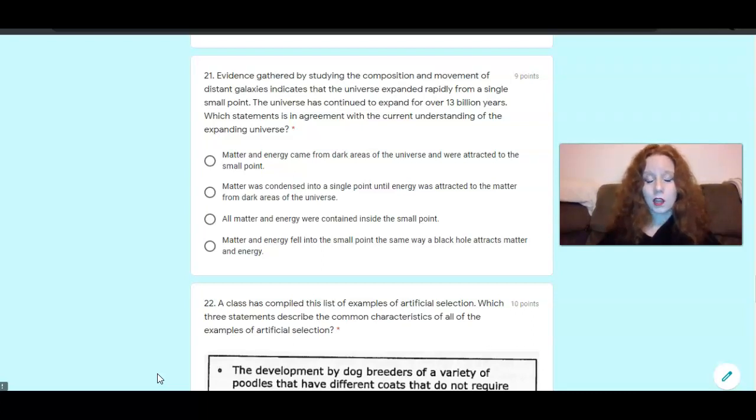So let's break these down and take a peek at them. In the question, it tells you that there was a single small point and the universe expanded from it, which to me would lead you to choose answer choice C. All matter and energy were contained inside the small point. Sadly, that is not the correct answer.